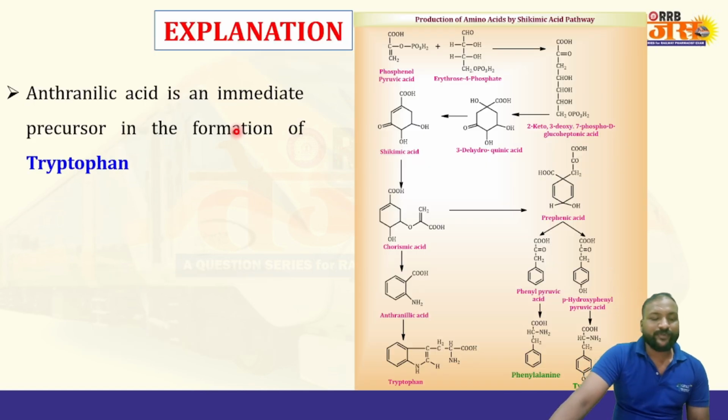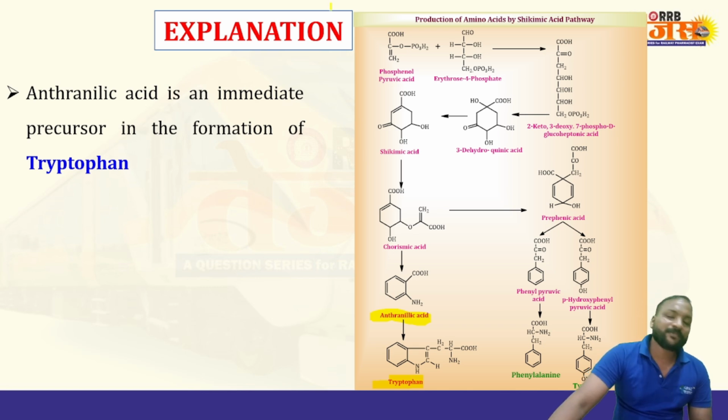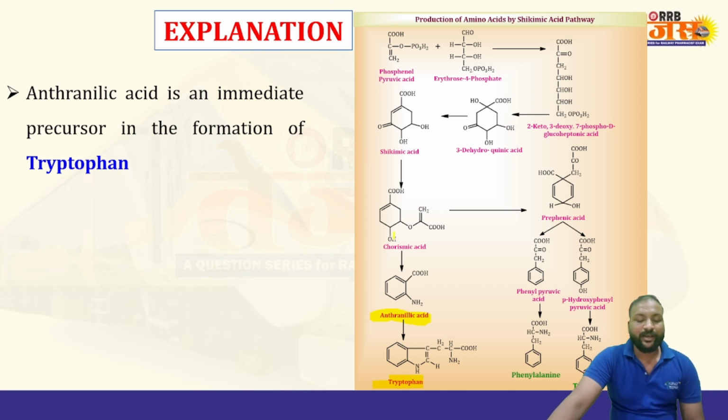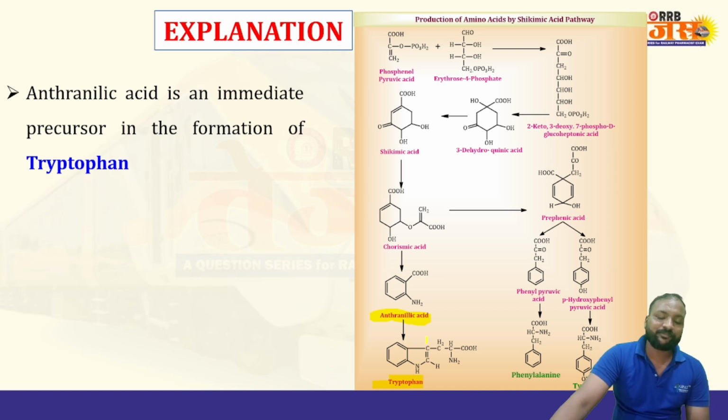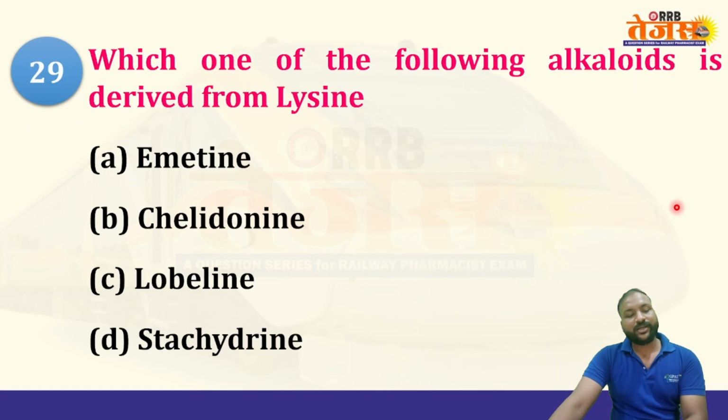Tryptophan. Anthranilic acid is an intermediate precursor in the formation of tryptophan. So here you can see the anthranilic acid. To synthesize the tryptophan, this amino acid pathway or shikimic acid pathway synthesizes the anthranilic acid before the tryptophan. Okay, that's the 28th question.